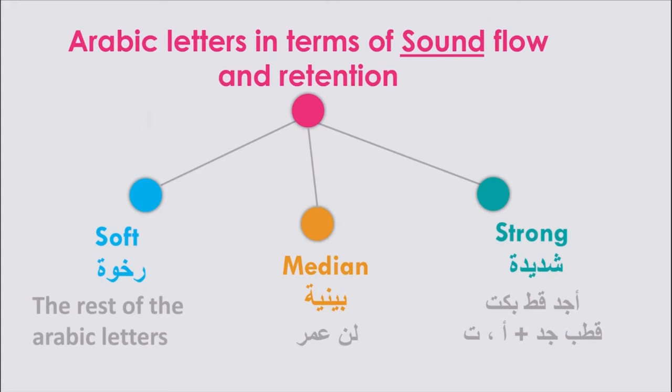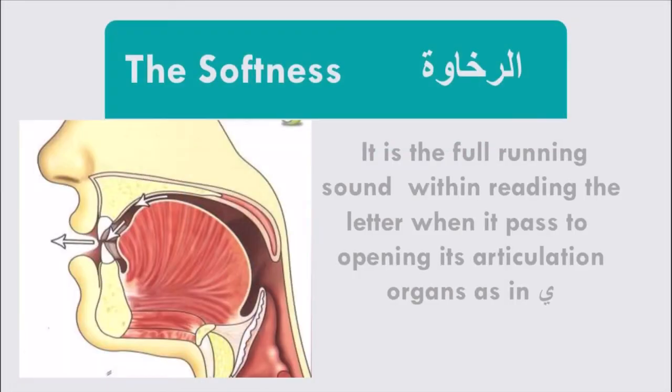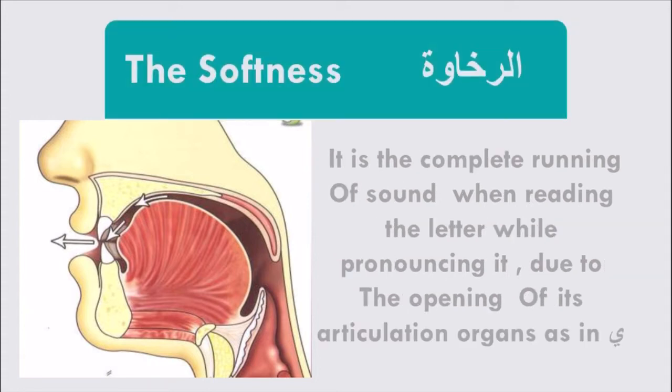In the last video, we discussed the strong letters, like أجد قطن بكت. Today, inshallah, we're going to move to the next characteristic, which is the softness or الرخاوة. It is the complete running of the sound when reading and pronouncing the letter. The reason for the sound running is the opening of the two articulation organs, with nothing blocking the sound from running freely, and that's why this is الرخاوة.